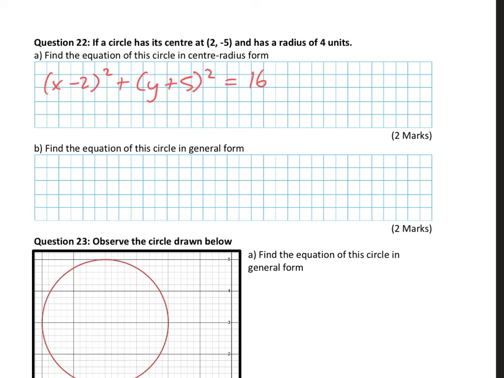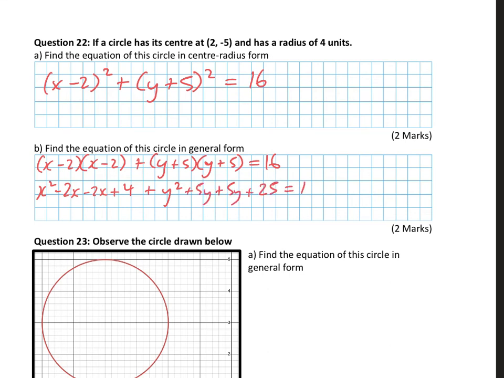To find the equation of the circle in general form, I have to expand it. So I'm going to write out the multiplications that you're going to do. You shouldn't have to do this, but I'm just showing you. You're going to FOIL these, or if you're familiar, it's a perfect square. It's going to be x squared, -2x outers, -2x inners, plus 4 lasts, plus y squared, plus 5y, plus 5y, plus 25 equals 16.